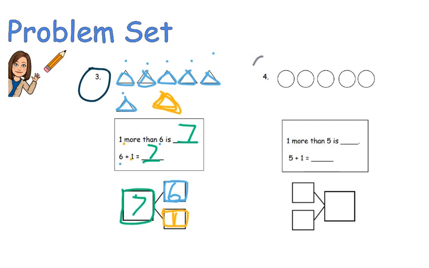All right, I'm going to check how we're doing because you're going to do number 4 all by yourself. Are you ready? You're going to start by counting your picture. You're going to draw one more. You're going to fill in your sentence and your equation and then your number bond. So go ahead, pause your video and complete your problem.